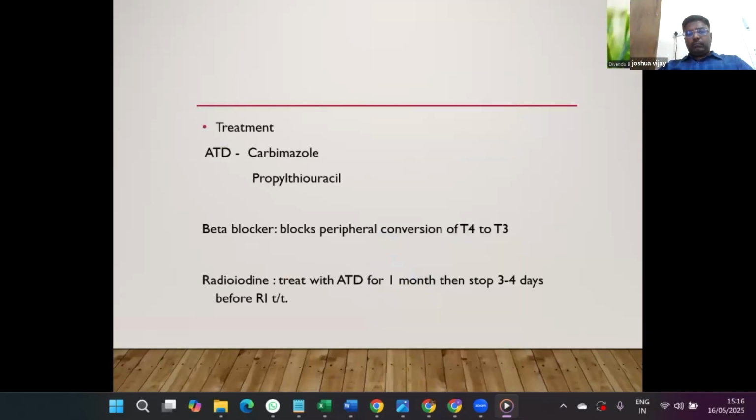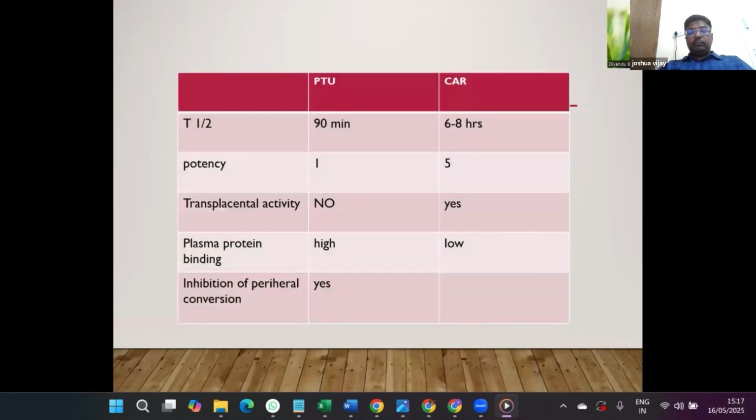The treatment comprises anti-thyroid medication like carbimazole and thyroxine. Beta blockers are also used for stopping the peripheral conversion of T4 to T3. Radioiodine is also a treatment of choice, and we have to know that they treat with the anti-thyroid medicine for about 1 month, then stop for 3 to 4 days before radioiodine treatment.